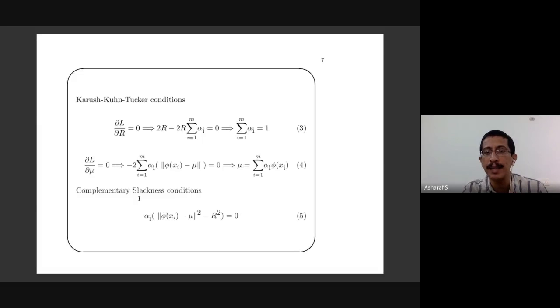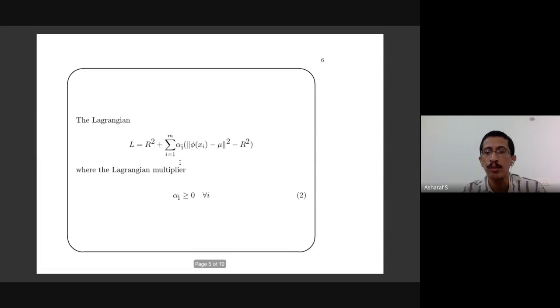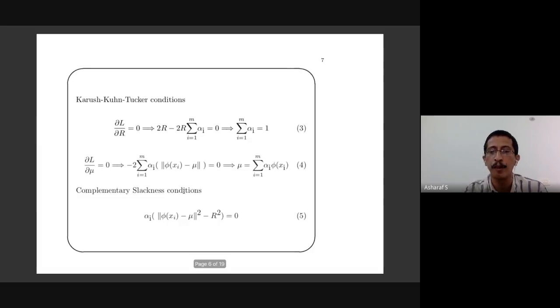So the complementary slackness conditions are essentially alpha i into this should be 0. From here we can see that there are two cases. Alpha i can be 0. If alpha i is equal to 0, what will happen?